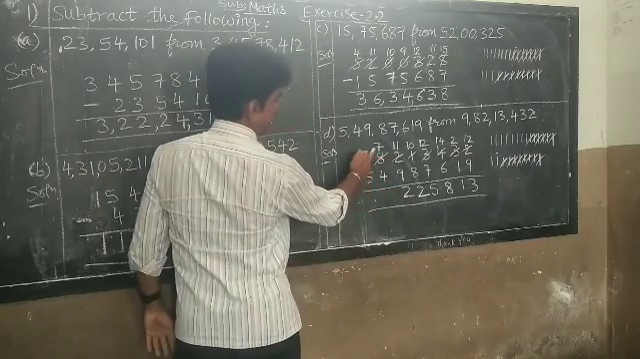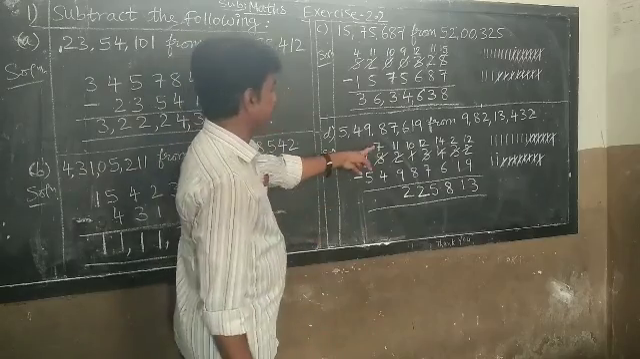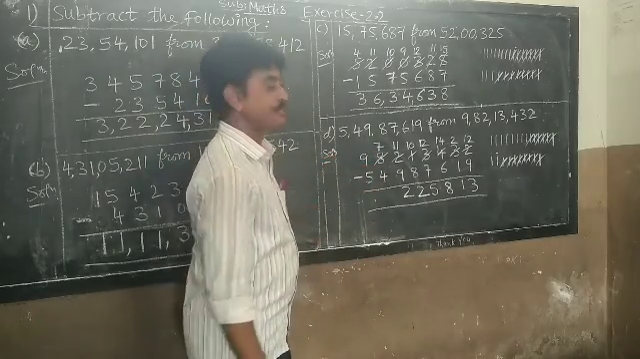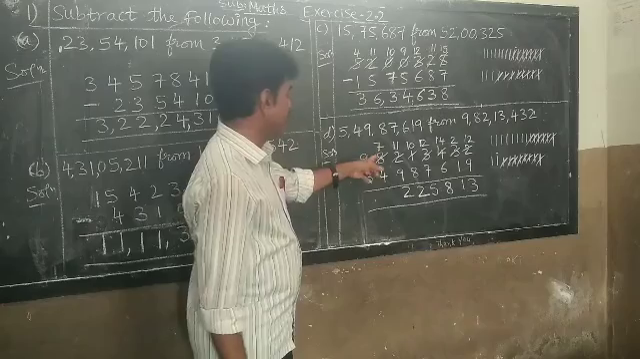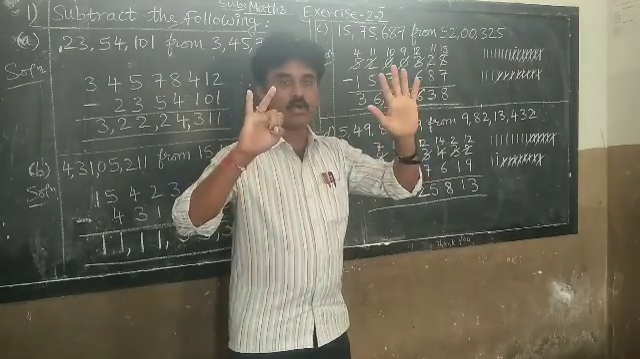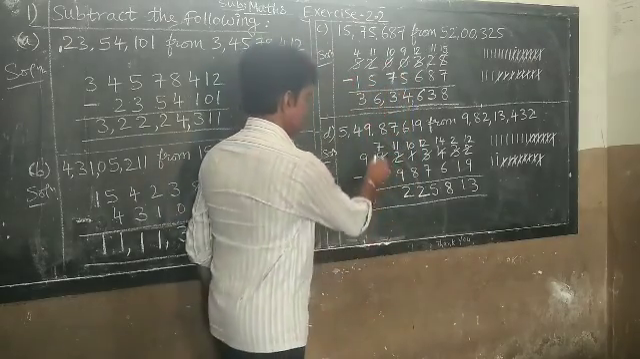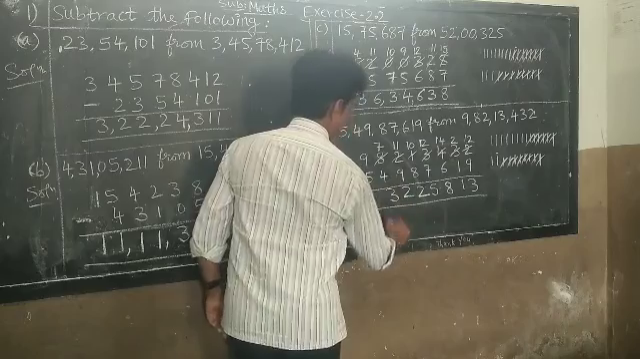7 minus 4. 7 is big number, 4 is small number. Easily you can subtract because big number minus small number is possible. So already big number is there, 7. 4 is small number. From 7 take out 4. How much remaining? 3. So 7 minus 4, 3.